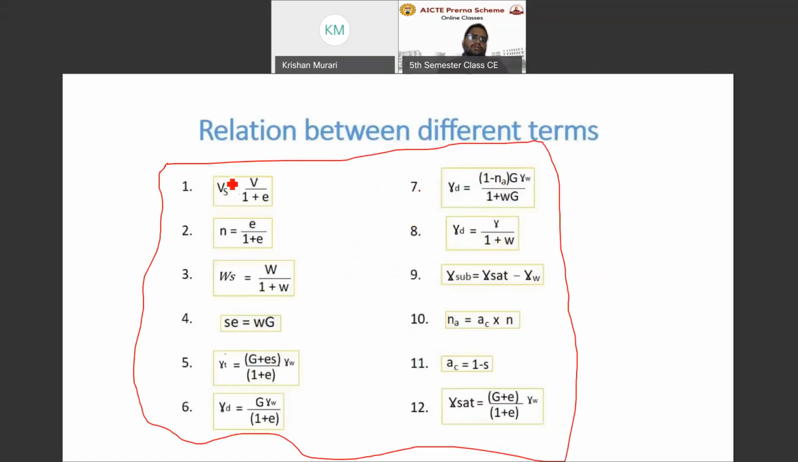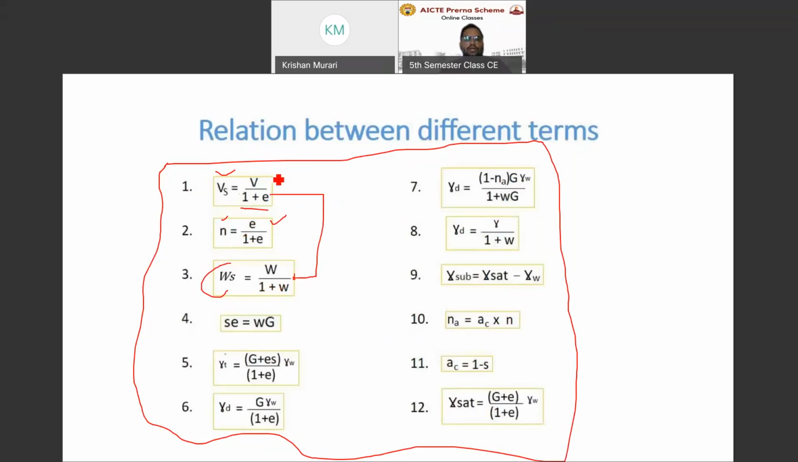Like that, first is the volume of solid we discussed about. That is total volume upon 1 plus e. This relation we also studied. Porosity is equal to void ratio upon 1 plus void ratio. What is the volume of solid? Volume of solid is the total volume upon 1 plus e.